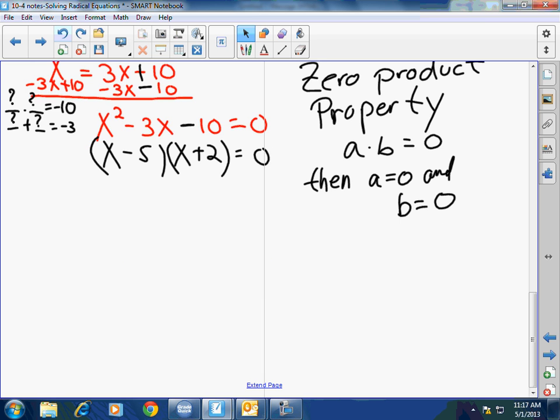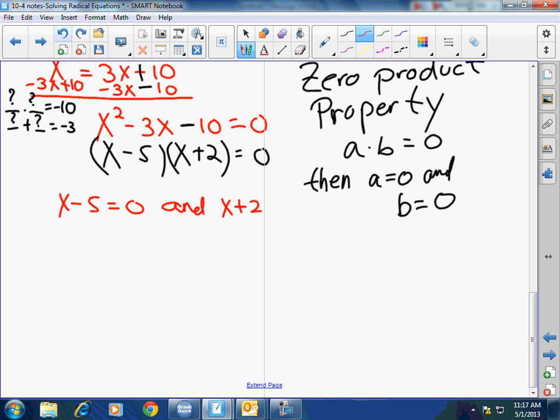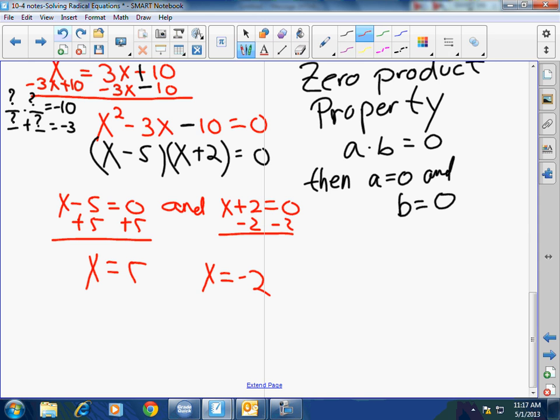So since I have x minus 5 times x plus 2 equals 0, these are the factors of this polynomial. So that means that I have to set x minus 5 equal to 0 and x plus 2 equal to 0. Add 5 to both sides. x equals 5. Subtract 2 from both sides. x equals negative 2. So these are my two apparent, that's an ugly 5, these are my apparent solutions. Does everyone get this so far?